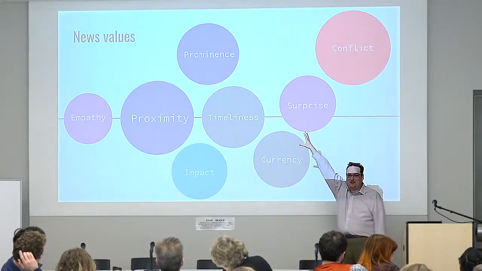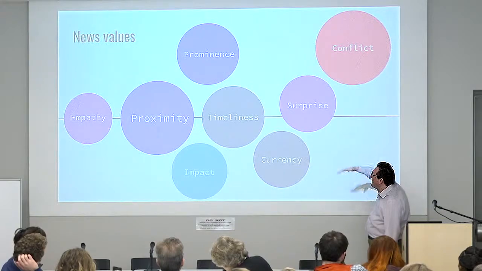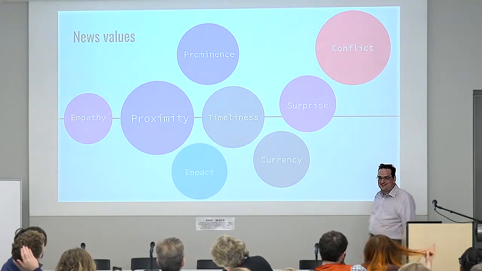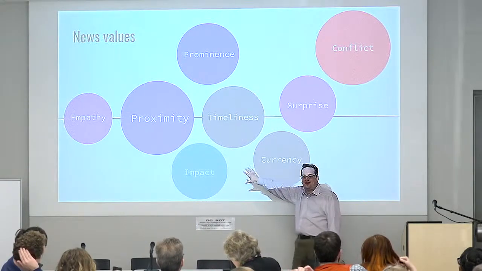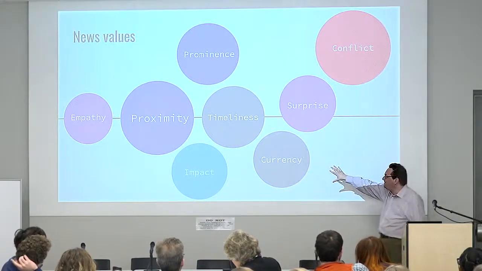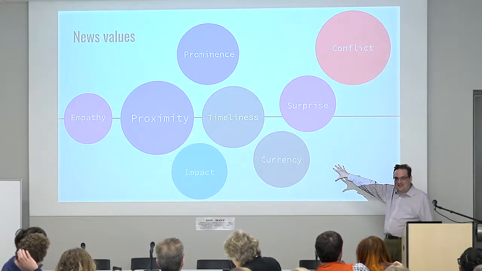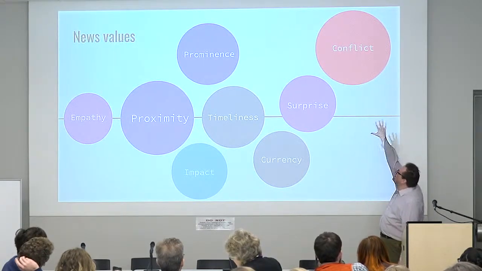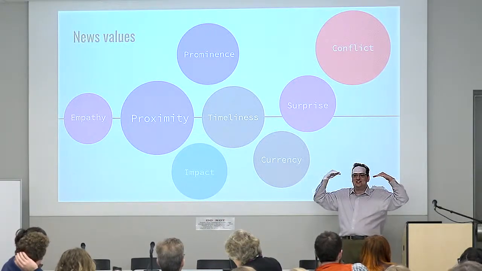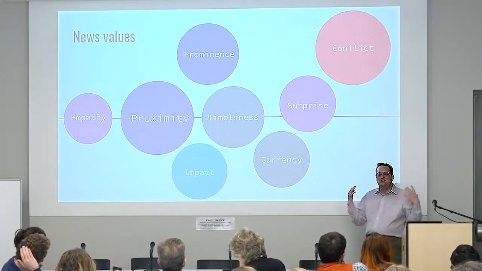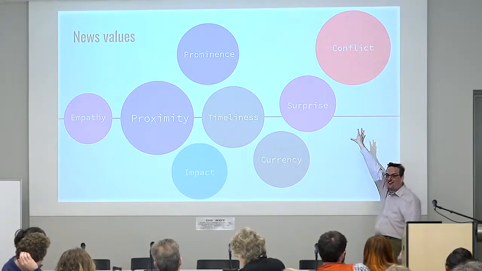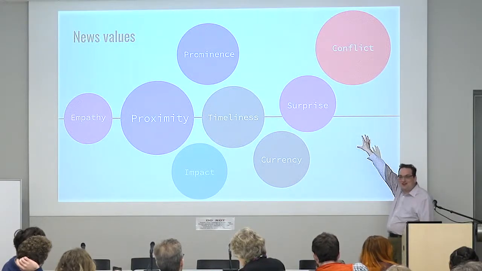Finally, big red ball up in the corner is conflict. And by the way, there is an order to this. So these are the two that are usually the most relevant to sort of scientific and environmental stories: impact and currency. Prominence and conflict are sort of the least relevant. The sizing of these has to do with a mean notion of newsworthiness across typical news outlets. So conflict is the biggest ball on this thing. Journalists love to cover conflict.